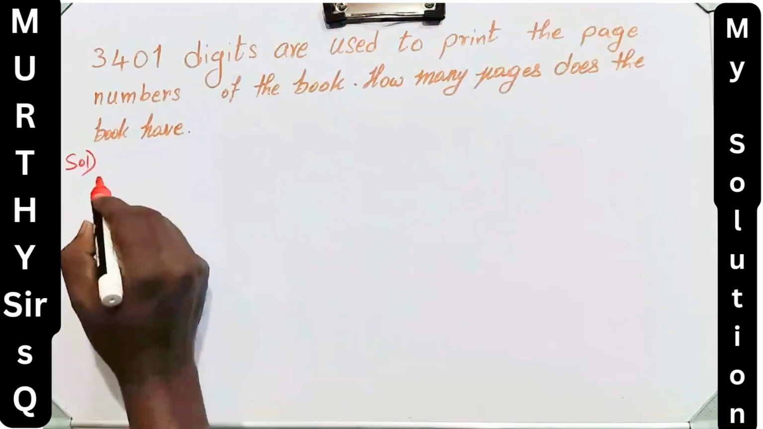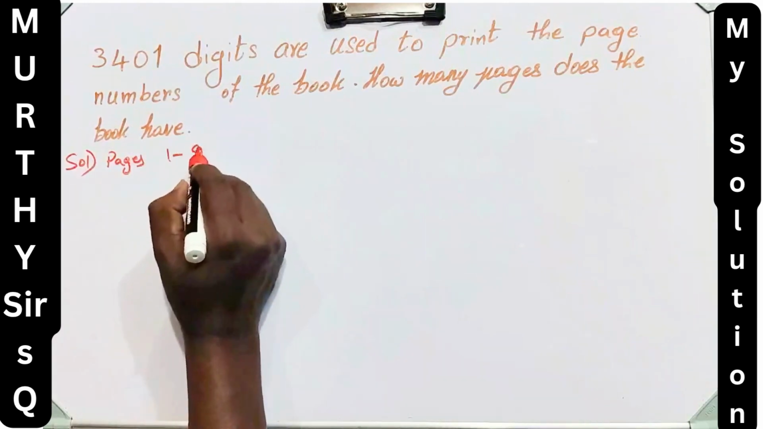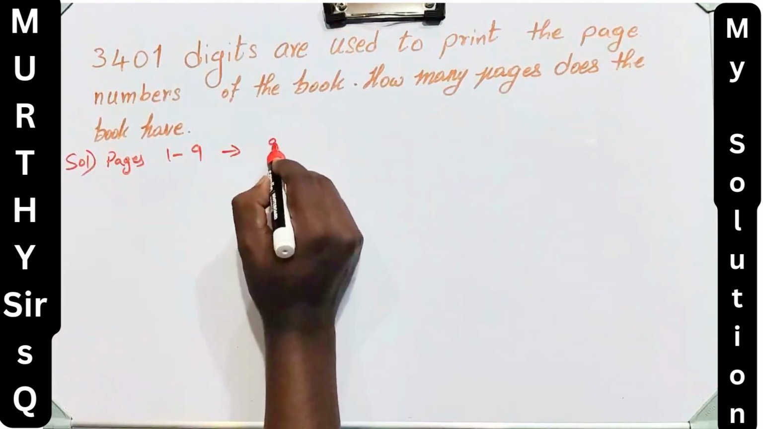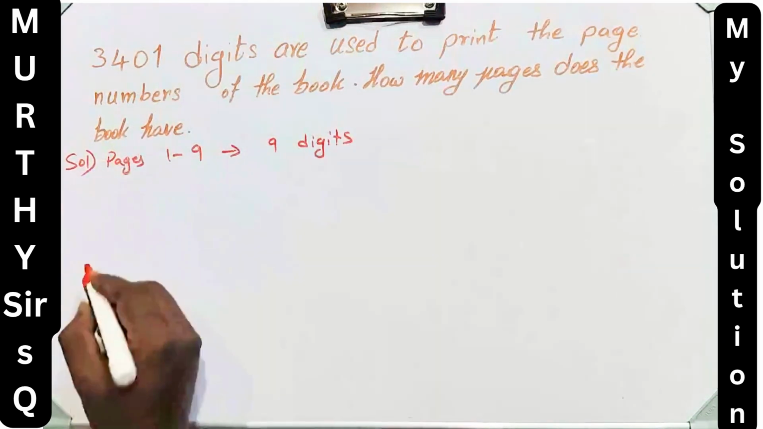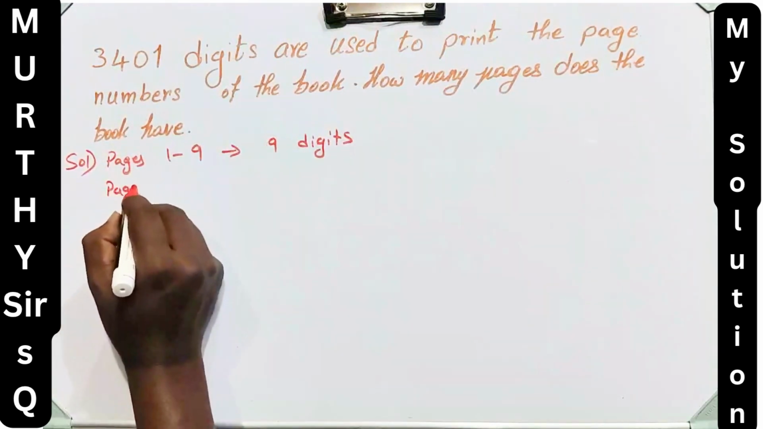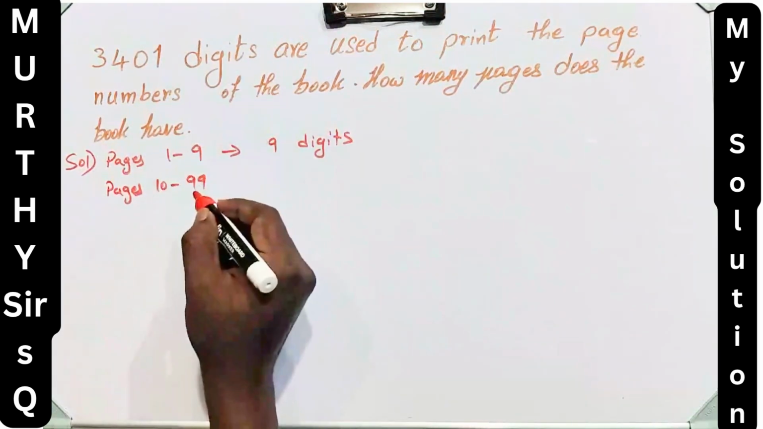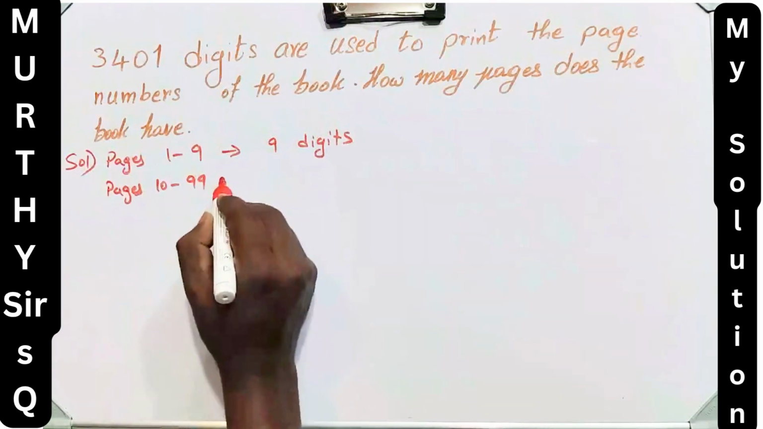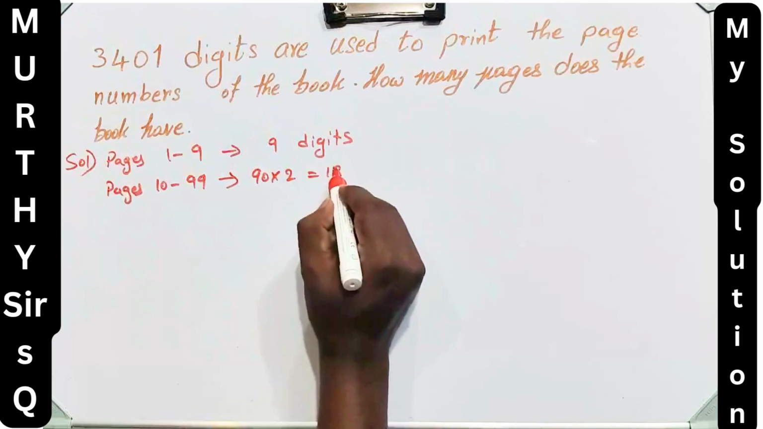the book into parts like this. Pages 1 to 9. So pages 1 to 9 will have 9 digits, so each page will have only one digit. So pages 10 to 99, these are all 2-digit numbers. So from 10 to 99 we will have 90 pages, so 90 into 2, we will have 180 digits.